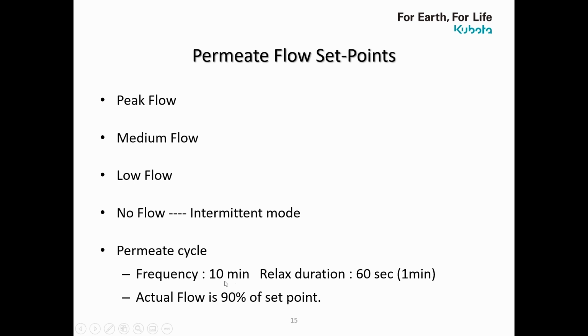For the permeate cycle, typically plants use a 10-minute frequency, with 9 minutes on for the permeate pump and 1 minute off for the permeate pump. We call that time a relax. The blower continues operating during that relax and knocks off some of the heavier fouling on the surface of the membrane.